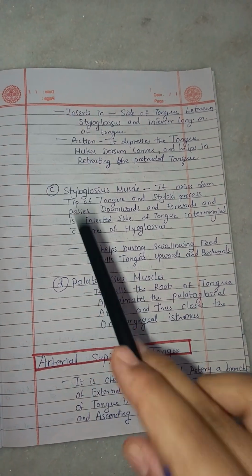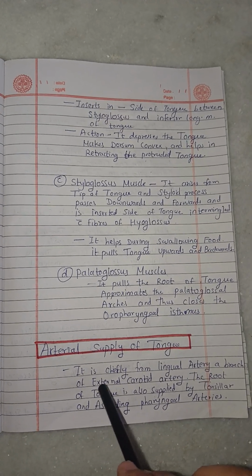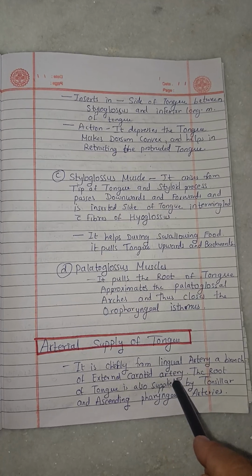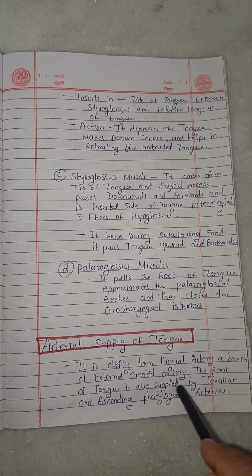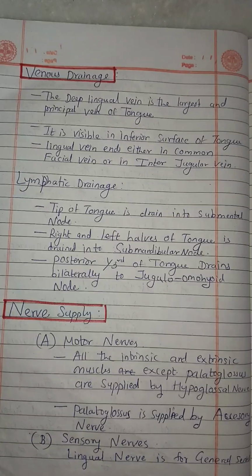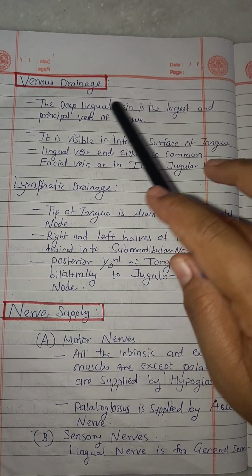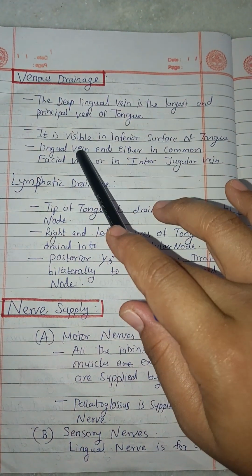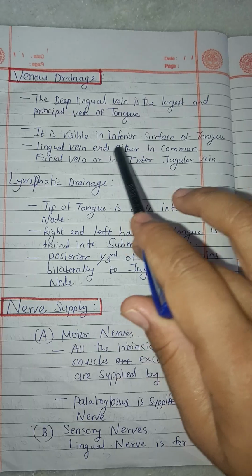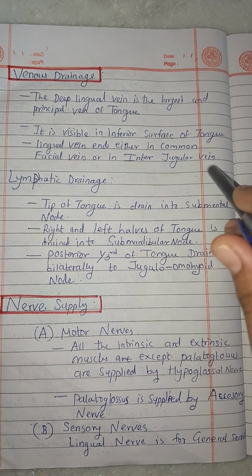So these were the muscles of the tongue. We will see the arterial supply of the tongue. It is chiefly from the lingual artery, a branch of the external carotid artery. The root of the tongue is also supplied by the tonsillar and ascending pharyngeal arteries. We will see now the venous drainage. The deep lingual vein is the largest principal vein of the tongue. It is visible on the inferior surface of the tongue. The lingual vein ends either in the common facial vein or in the internal jugular vein.